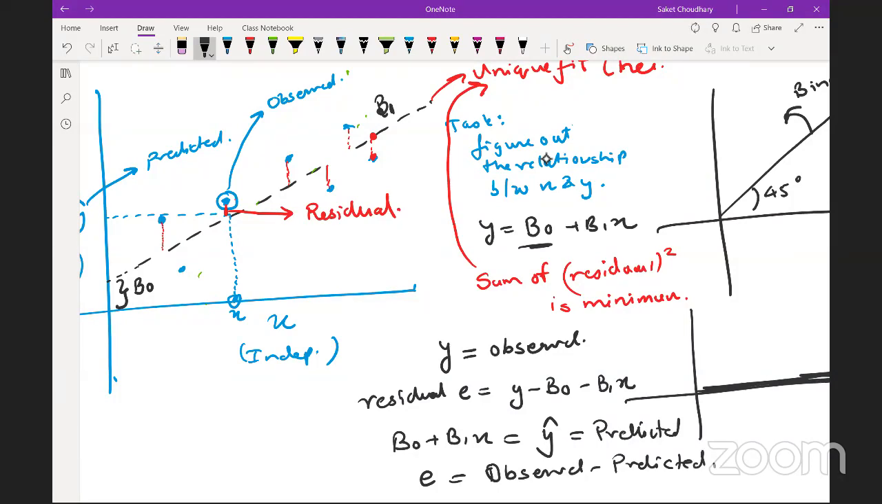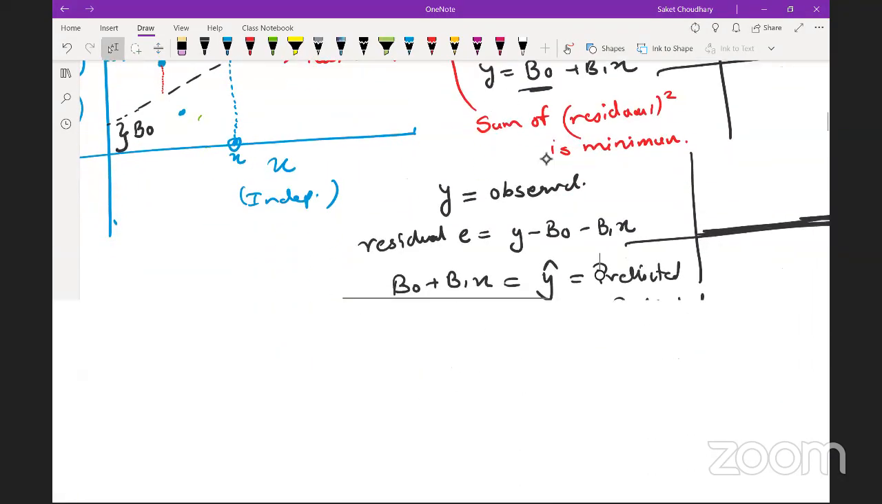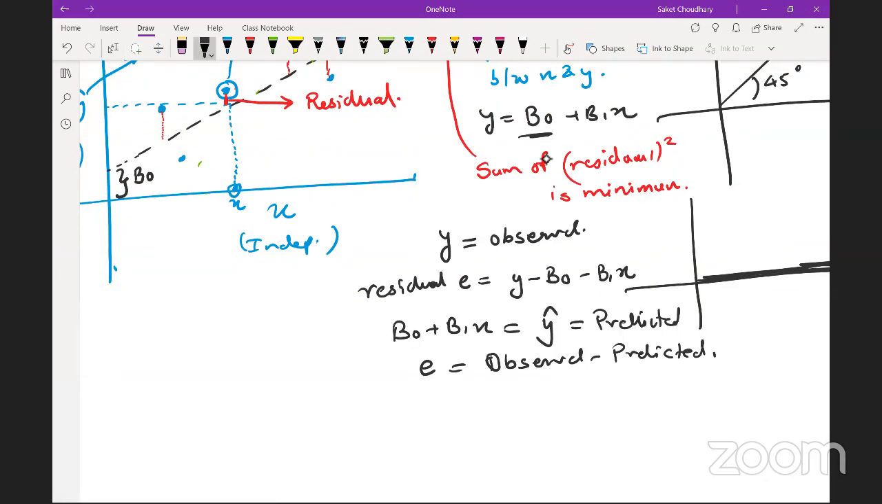One more assumption that goes in behind this linear model is that the residuals are normally distributed. What does that mean?